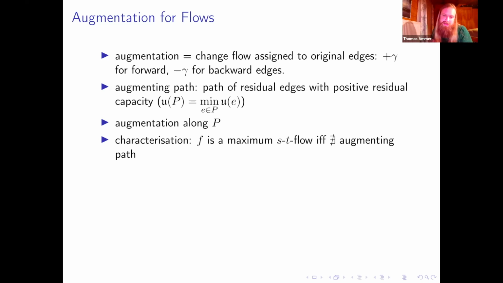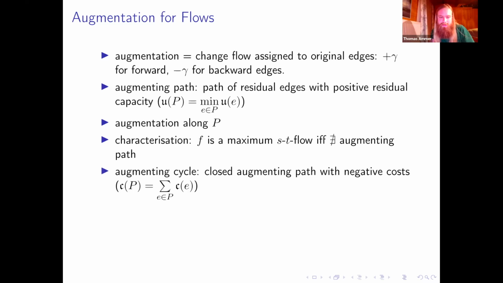But when having this residual graph and the notion of residual capacities in there, then flow maximality can be characterized by the absence of paths. And that's something very significant, and that's part of the so-called Max-Flow-Min-Cut theorem, which is central to the theory of flows. Okay, and when costs are involved, we say an augmenting cycle is a closed augmenting path with negative costs.